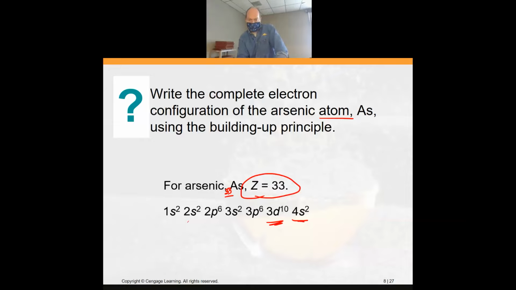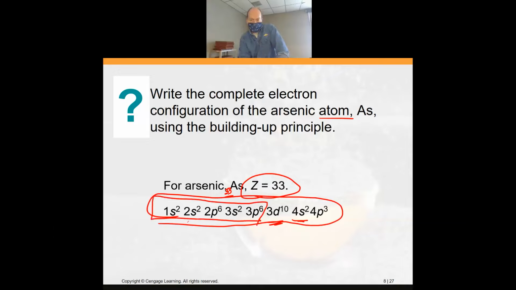So they put it in number order, and now they're putting the 3d10 in order of numbers. So 1, 2, and then 3s, and now 4s. And then after the 3d10, you got the 4p3. When you add all of these up, you get 33. All right. You can also put a noble gas core. So here you have a helium, this would be a neon, and this would be an argon. So we have argon, and then we have 3d10, 4s2, and a 4p3.